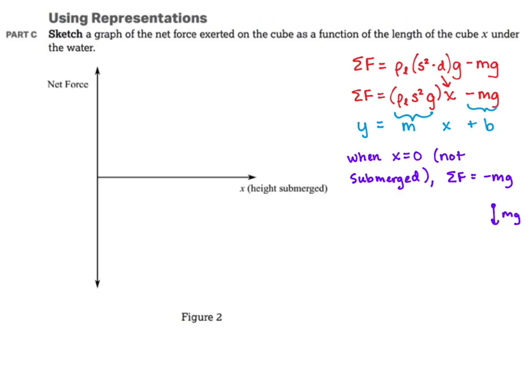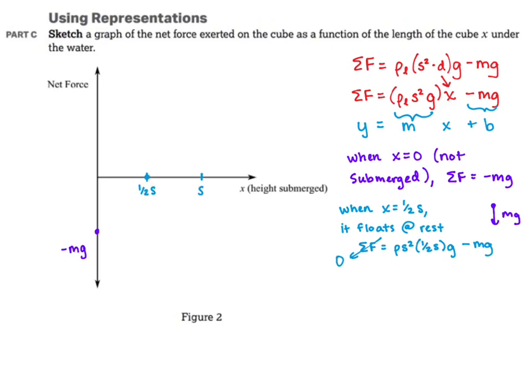I also know, from the very first part, you could almost blink and you miss it, that when the cube is sitting halfway submerged, that's going to be its equilibrium point. So when the water level is halfway up its side, that is where my horizontal intercept would be. Where my net force is 0, my x value is half of s. And we established that it was a line.